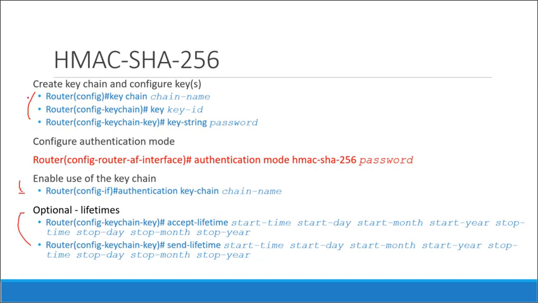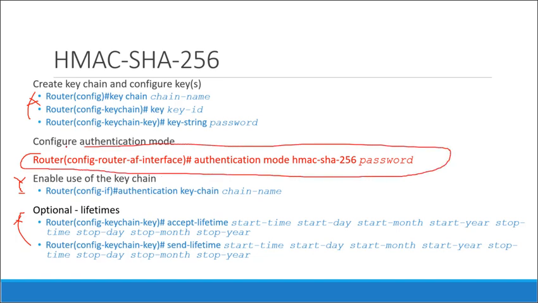One other difference is we don't have to do these three things. So we don't have to use the keychain. And again, lifetimes are optional. We could, with HMAC, just do our authentication mode SHA-256 password and then just use the password here, or the secret key here, that we would keep just using. I'm going to show you the use with the keychain.